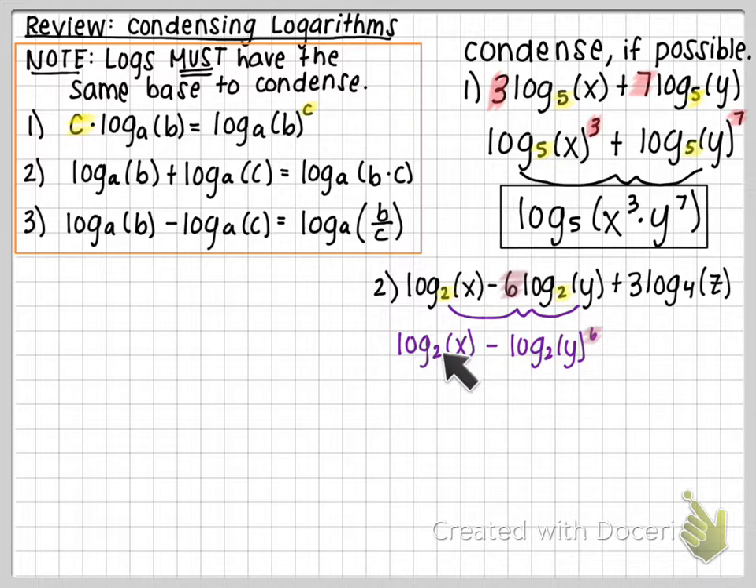This guy we don't have to do anything to, we just drop it down. But this 6 has to go up here. Now it's not a negative 6. Remember that negative is not attached to that 6. That negative means we divide eventually. Just the number in front goes up here.